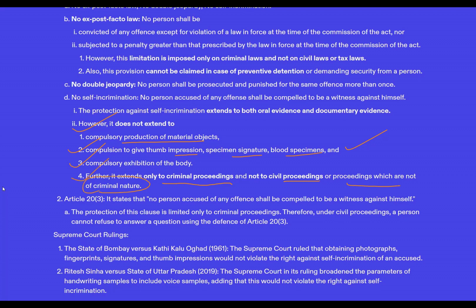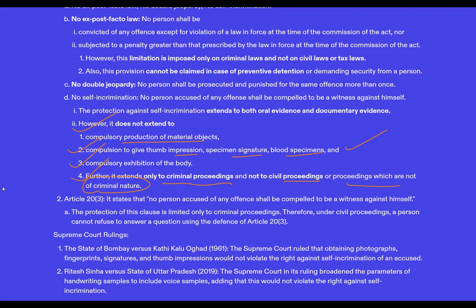Now, why is this so? Why only criminal proceedings and not civil? Because civil proceedings, civil cases like those related to marriage, taxation, and property, cannot be clubbed under self-incrimination because there are certain issues with respect to those proceedings.